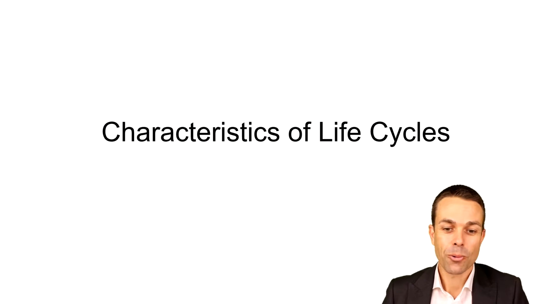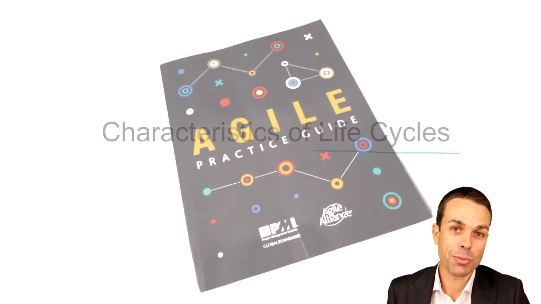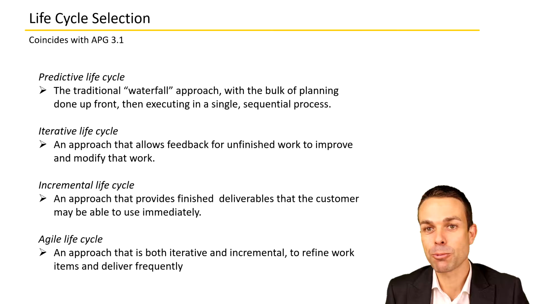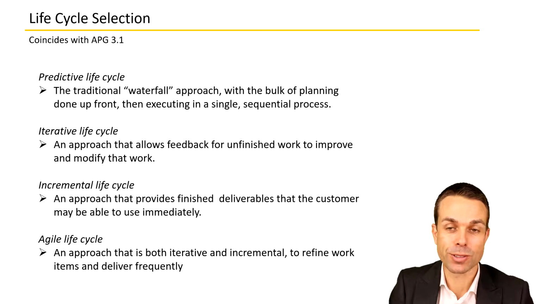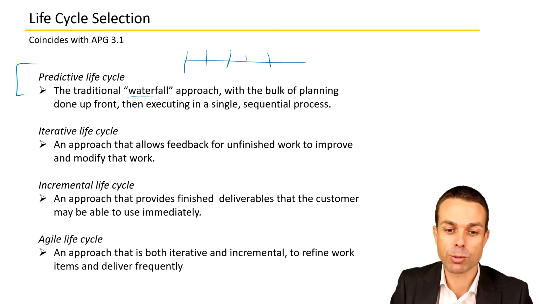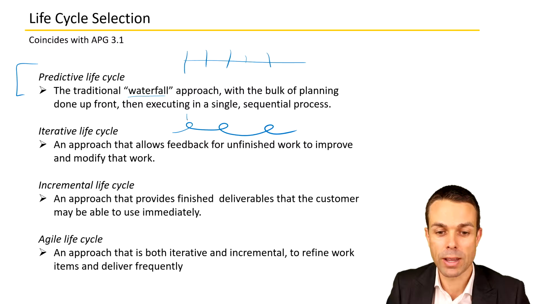Hi, welcome back. We're looking at the characteristics of project life cycles from the Agile Practice Guide from Project Management Institute and Agile Alliance. Previously, we looked at the different types of life cycles, and we've got the predictive life cycle, which is your traditional waterfall approach, very step-by-step, nice and incremental. We've got an iterative approach where we're iterating, and we're not necessarily releasing something, but we're getting feedback on that on a regular basis, usually every 2 to 4 weeks.